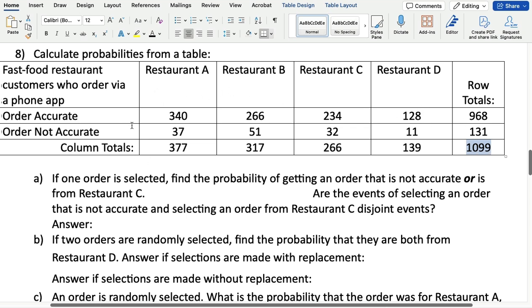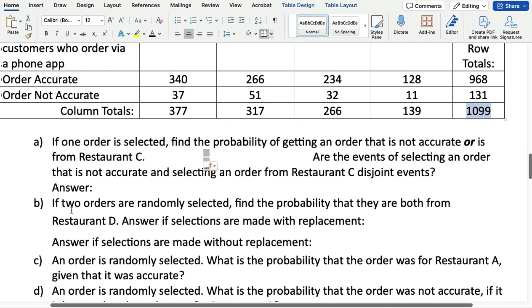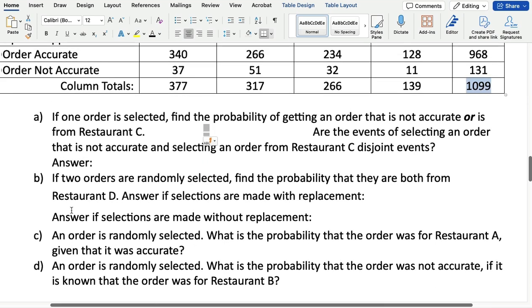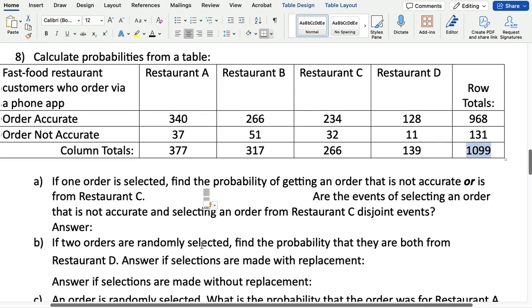All right, we're going to be using all of those numbers to calculate some probabilities here. There's four situations. So let's take one at a time. If one order is selected, find the probability of that order being either not accurate or is from restaurant C. So the restaurant C orders were 266 out of 1099.